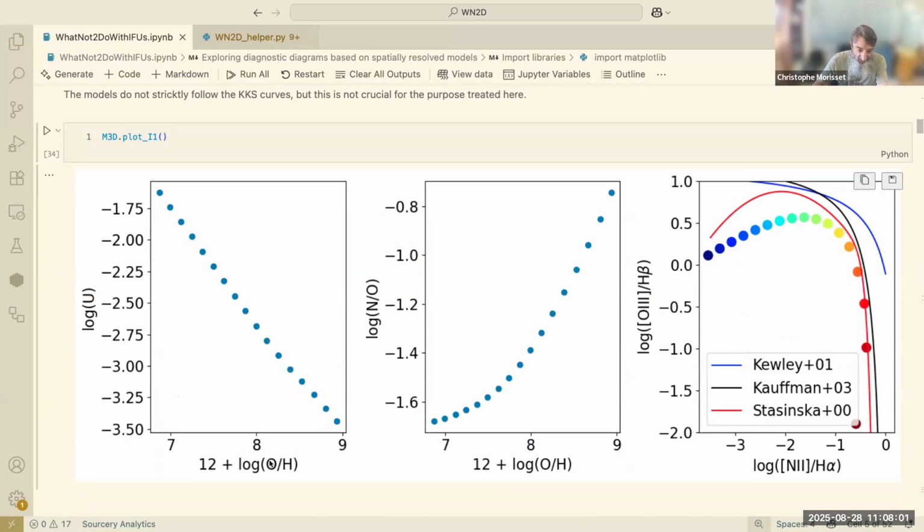So log U is clearly decreasing with O over H. It's one of the hypotheses, so it's okay. N over O is increasing with O over H. That's fine. And this is a classical BPT diagram with the 3 classical demarcation lines: Kewley, Kauffmann, and Stasińska. Each dot here is one of the 17 models I ran, and the color code is the metallicity. It's not exactly where the H II regions are found, but that's not important in what I am doing here. I am not trying to make a fine-tuned series of models, but I want to see the effect of models that are not trivially stupid. I think it's the case.